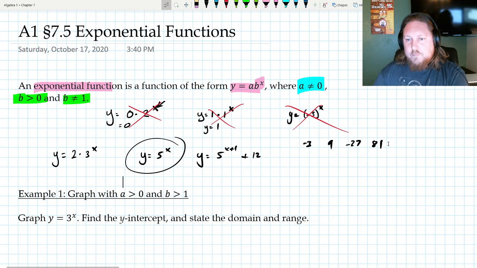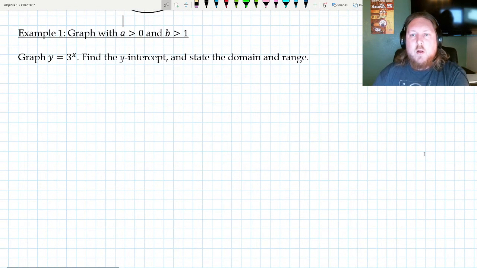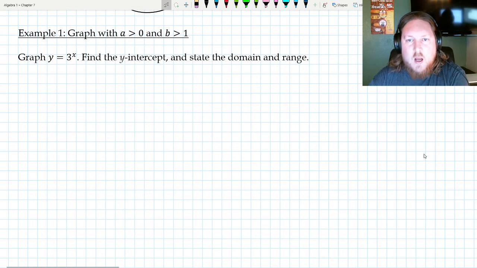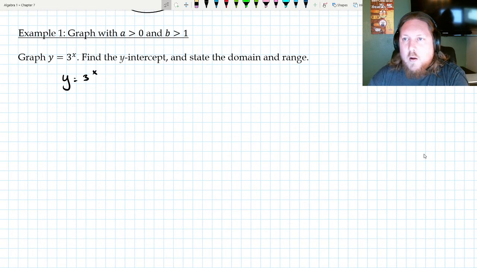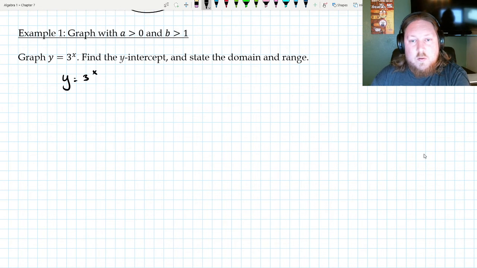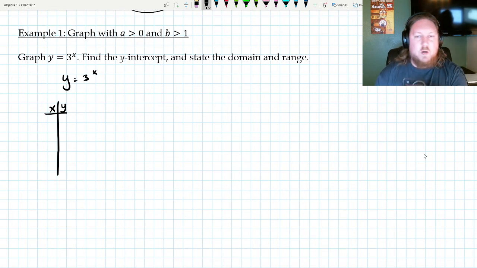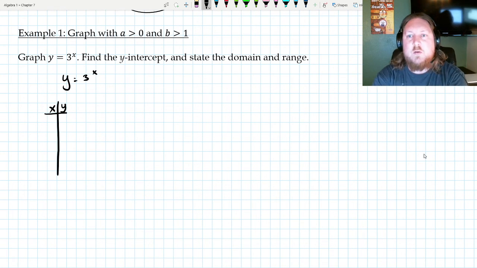All right. So let's talk about the graph of y equals 3 to the x. It's always good when you're first starting out to make a table of values for these kinds of things, particularly before you really know anything about what the shapes of these are supposed to look like.